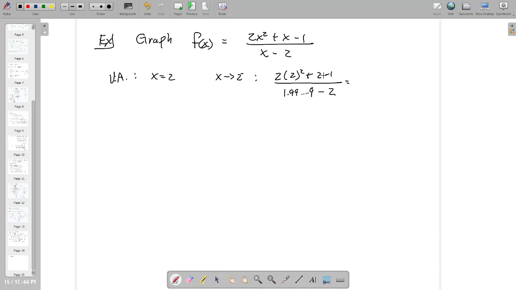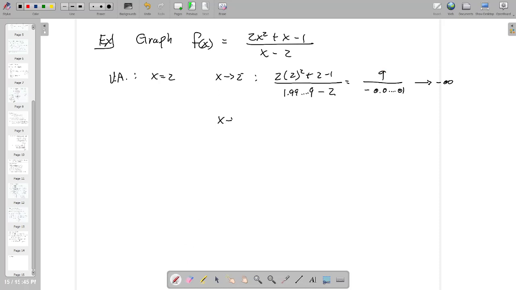So in the numerator, we end up with a 1 here. 2 minus 1 is 1. And then 2 squared is 4, and 4 times 2 is 8. So 8 plus 1 is 9. Divided by, and then here, 1.99 minus a 2 would give us a negative, arbitrarily small value. We end up with this. Now, this means that our y is approaching negative infinity. Negative, because the denominator is negative and the numerator is positive.